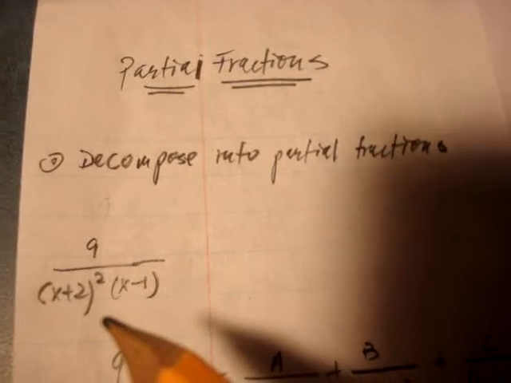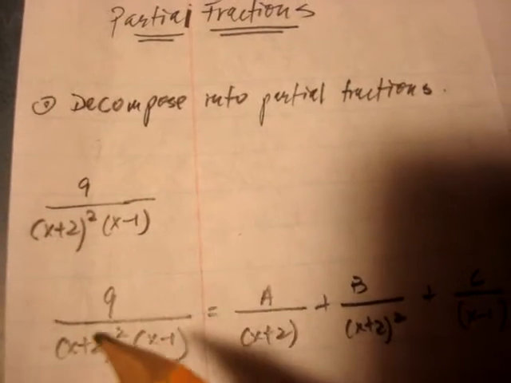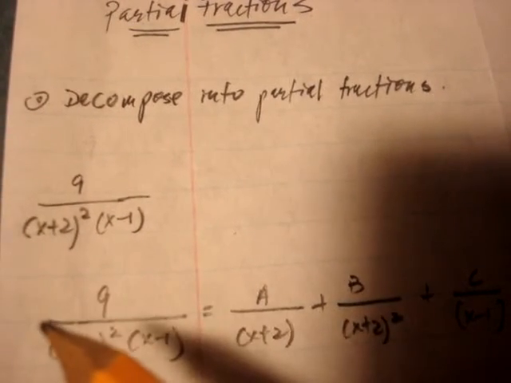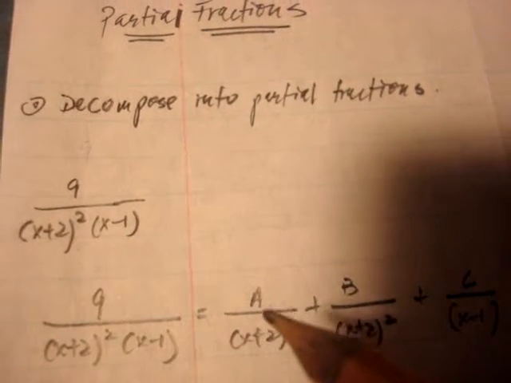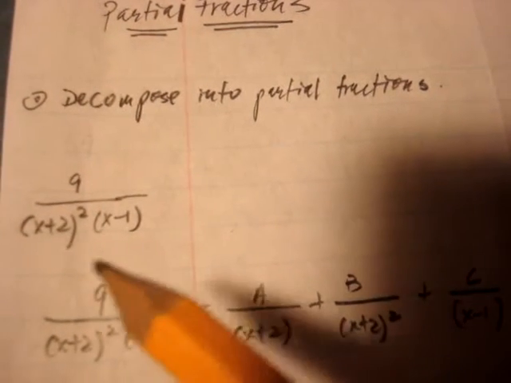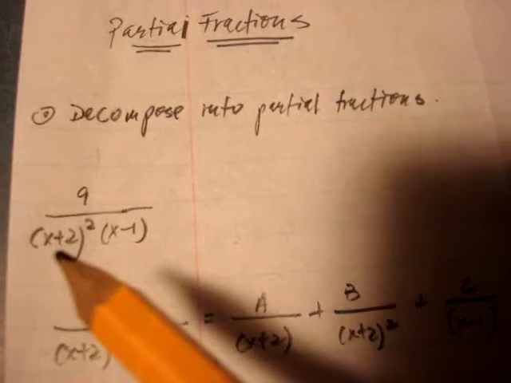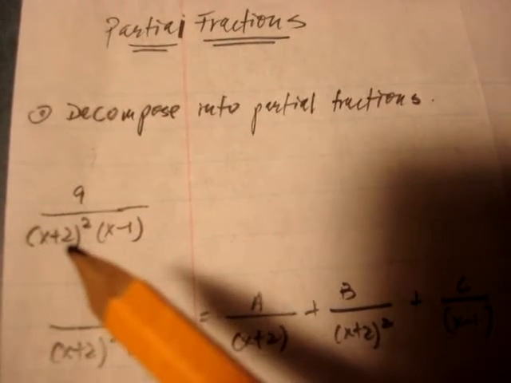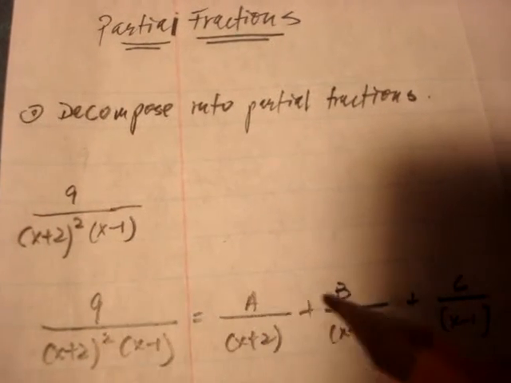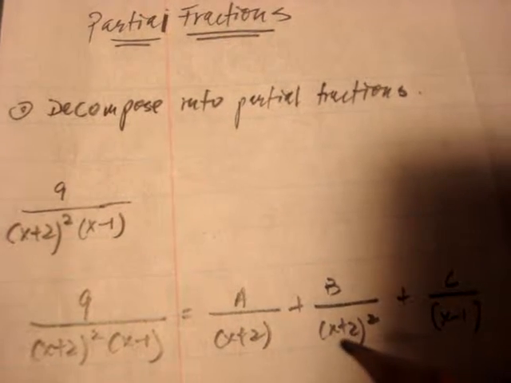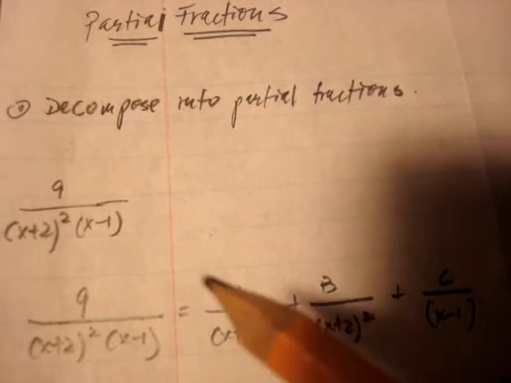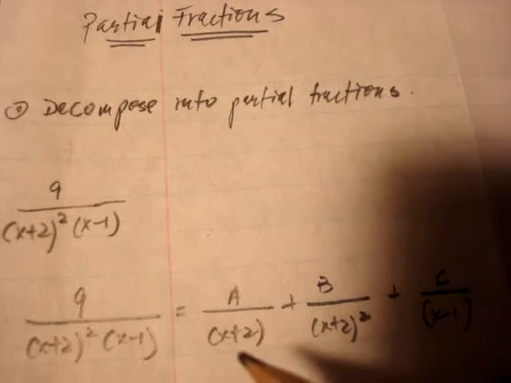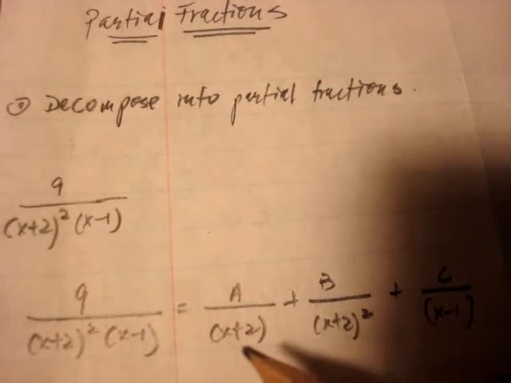So, to solve this problem, I write the original rational expression, and I let A divided by x plus 2 represent one of the x plus 2 from the given denominator, and let B represent x plus 2 raised to the second power. Notice that it's repeated right here.